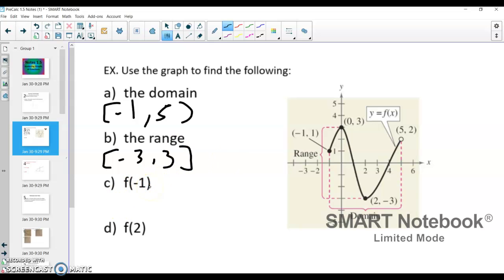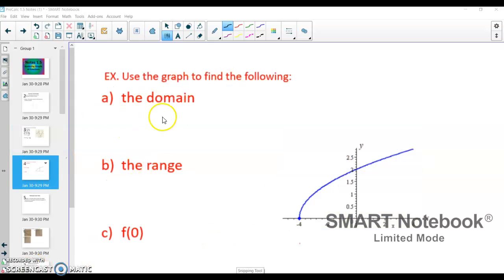Then f of -1 is just evaluating the graph, reading the graph at that point. So at x equals -1, we are at +1. And so we get a +1. At x equals 2, right here, we are at -3. And so this equals -3. Okay, it's just analyzing what the graph is giving you here.